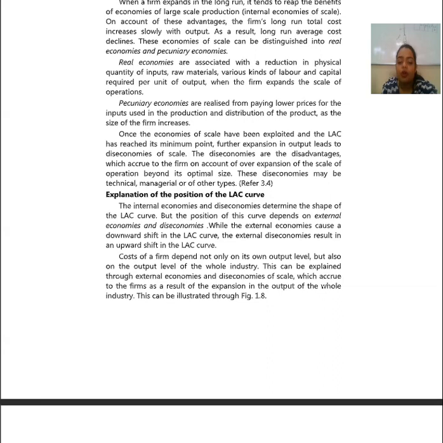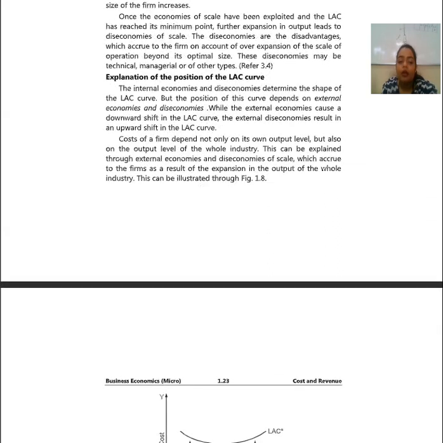Explanation of the position of the LAC curve. The internal economies and diseconomies determine the shape of the LAC curve, but the position of this curve depends on external economies and diseconomies. The external economies cause a downward shift in the LAC curve, while the external diseconomies result in the upward shift in the LAC curve.